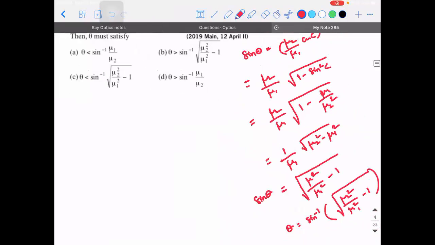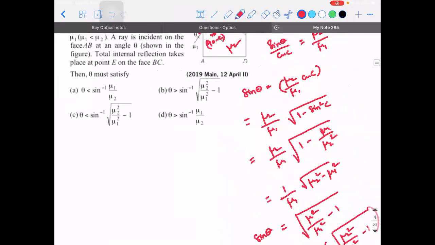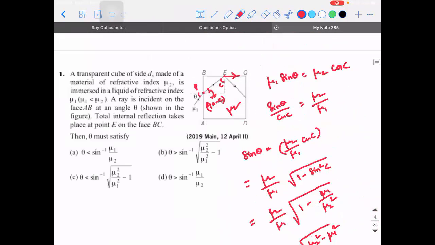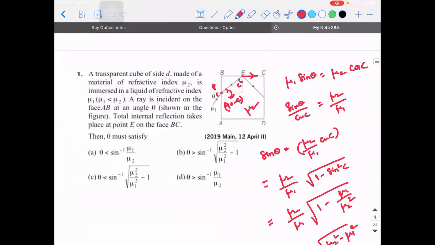Theta is equal to mu 2 square by mu root of mu 2 square by mu 1 square minus 1. Similarly, what can we say is for total internal reflection?